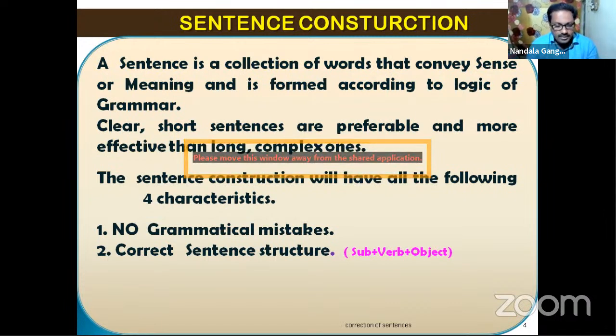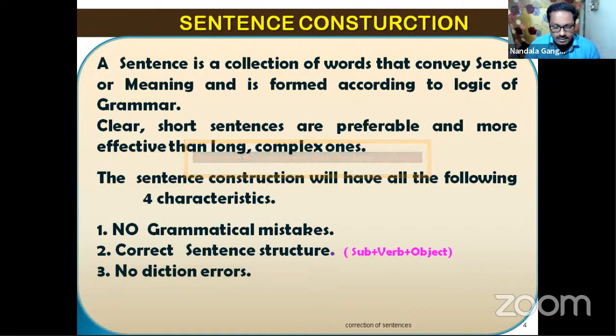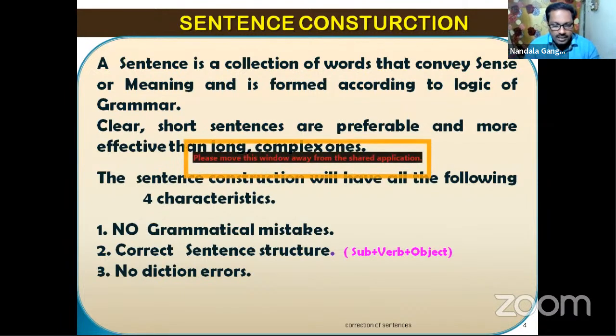Like that, and the third one is no diction errors. You should not have any diction errors. What are the diction errors? Sometimes while we are constructing the sentence, we may get confused in using the dictions. What are the dictions? In selection of words which are similar in pronunciation and different in spelling.